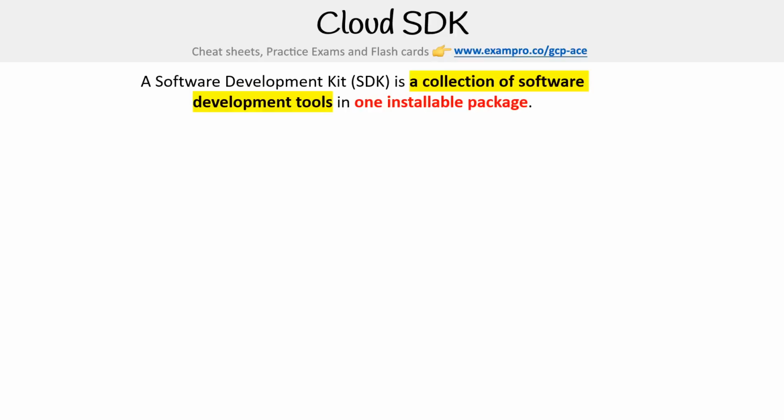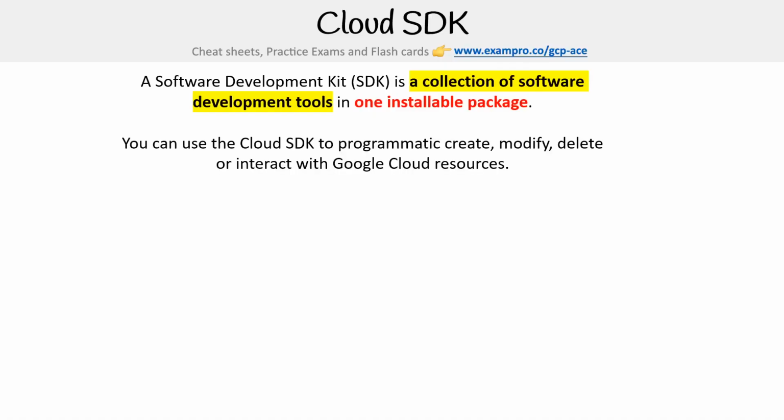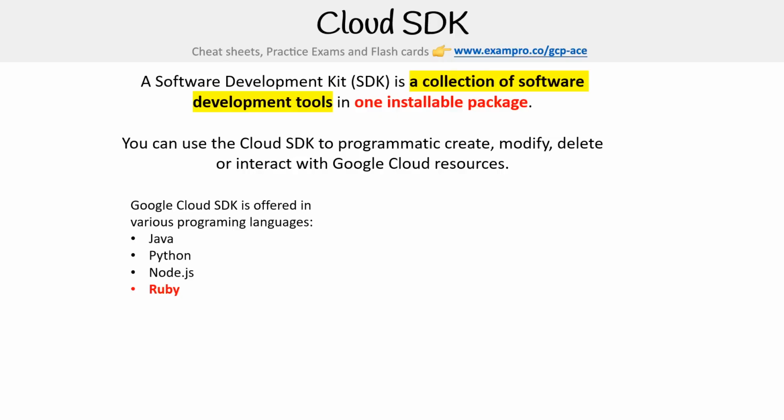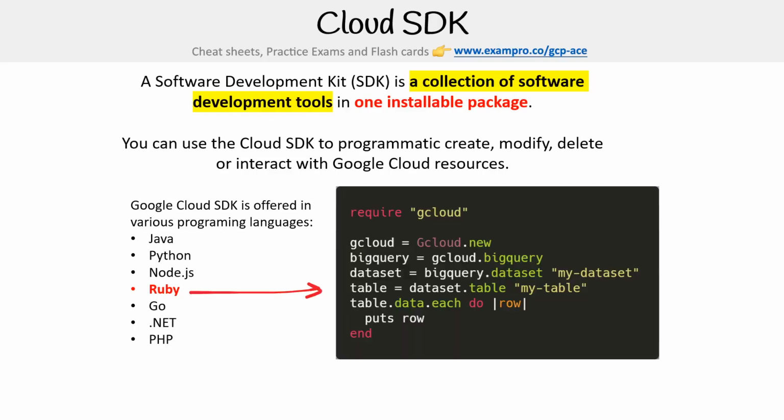So SDK stands for Software Development Kit, and it is a collection of software development tools in one installable package. So you can use the Cloud SDK to programmatically create, modify, delete, or interact with Google Cloud resources. And the SDK is offered in a variety of programming languages. So we've got Java, Python, Node.js, Ruby, which is my favorite, Go, .NET, PHP.